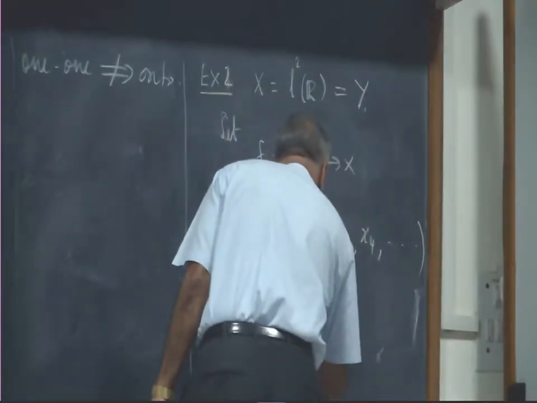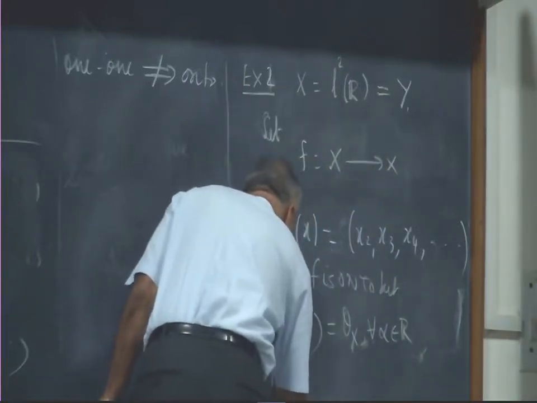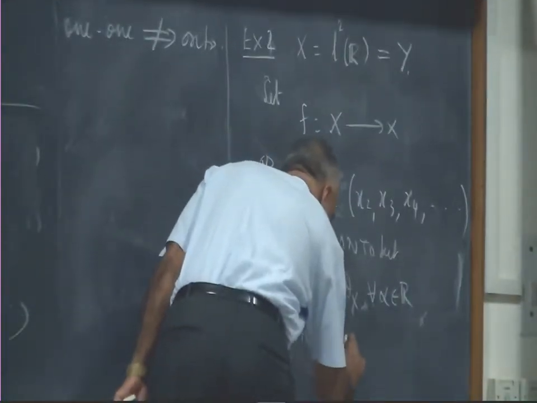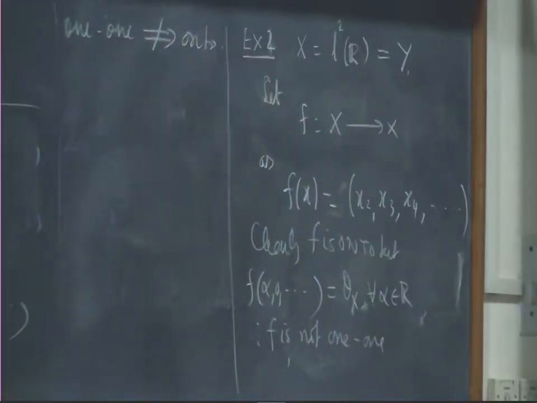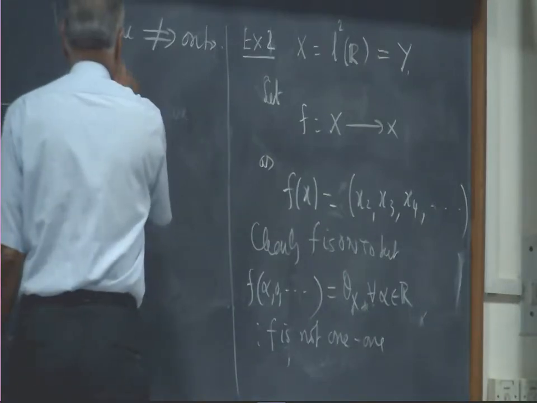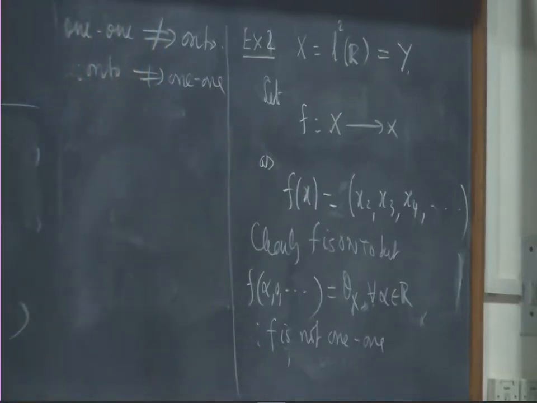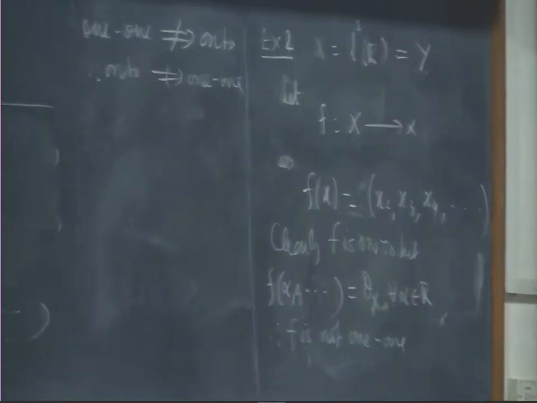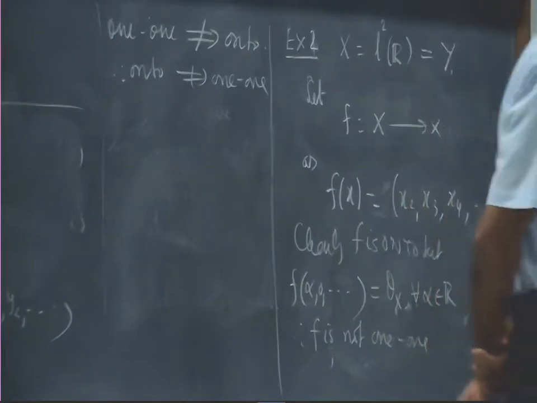So, f is onto, clearly f is onto, but f of (alpha, 0, 0, 0, ...) is equal to theta_X for every alpha in R. Therefore, f is not 1-1. Many vectors go to the 0 vector. So, f is not 1-1. Therefore, onto also does not imply 1-1. So, in infinite dimensional situations, even if the domain and codomain are the same, these two terms 1-1 and onto are totally independent concepts. One does not imply the other.